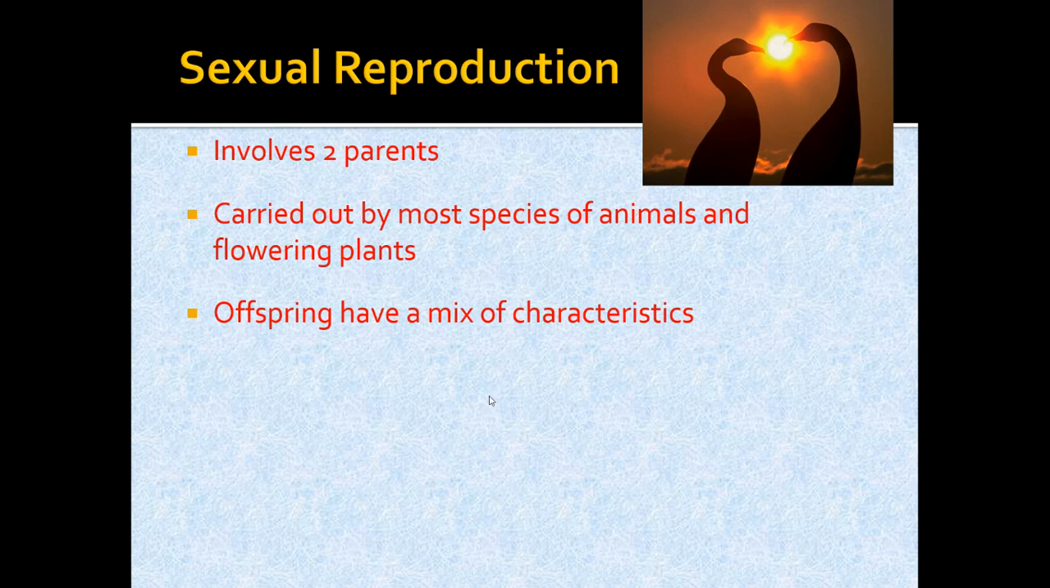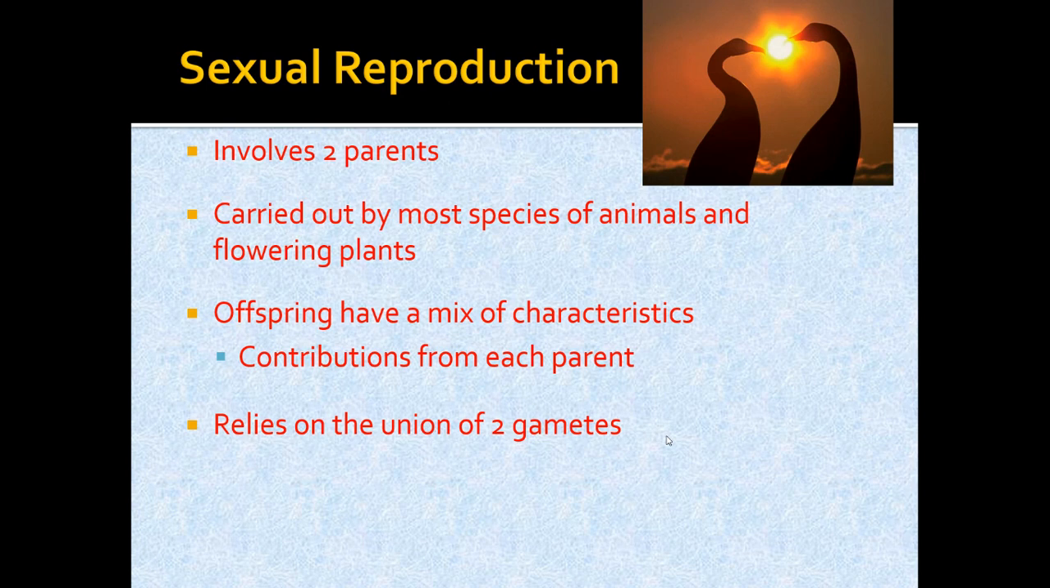So offspring have a mix of characteristics from both, obviously, from male and female. So the genes will be passed on to the offspring. The contribution from each parent relies on the union of two gametes. So what is a gamete? A gamete is a sex cell.